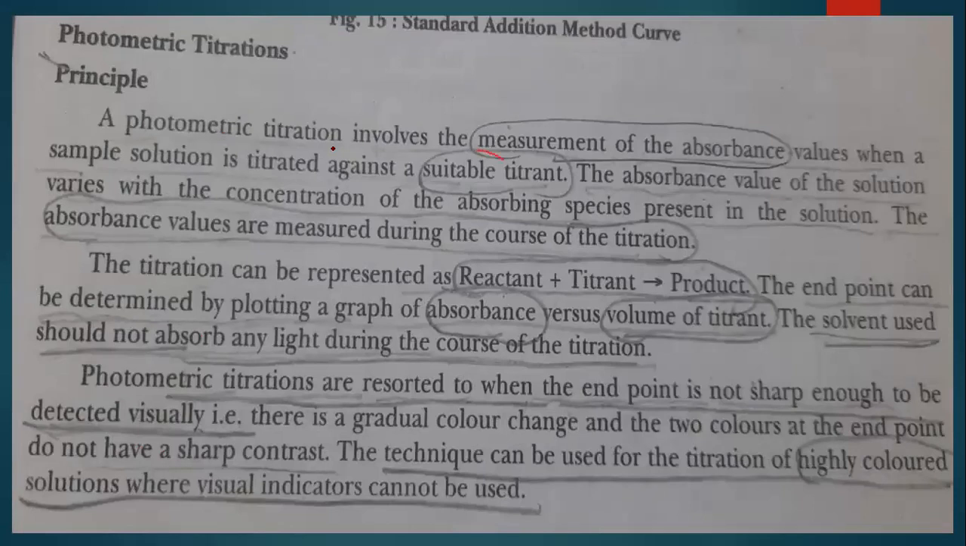The photometric titration involves the measurement of absorbance values when the sample solution is titrated against the titrant, which is filled in the burette. The absorbance value of a solution varies with the concentration of the absorbing species present in the solution. The absorbance values are measured during the course of titration.